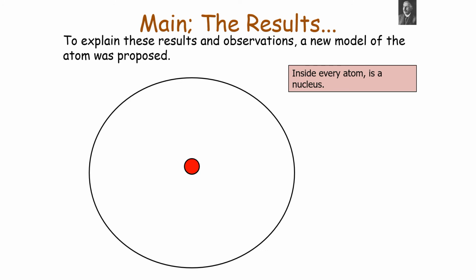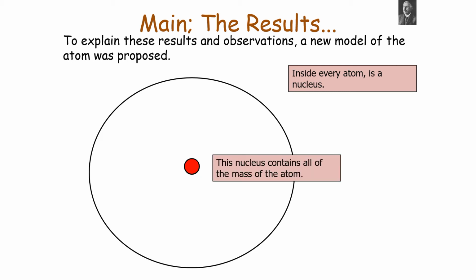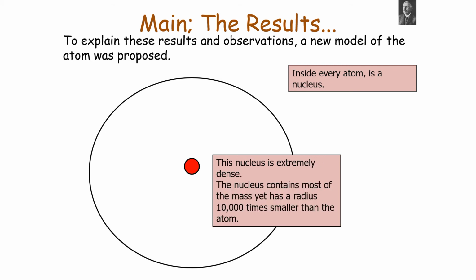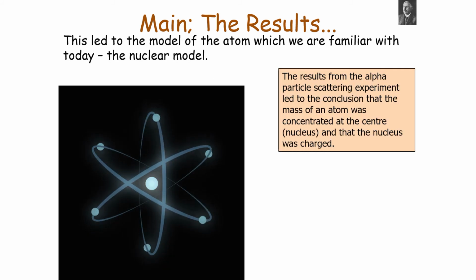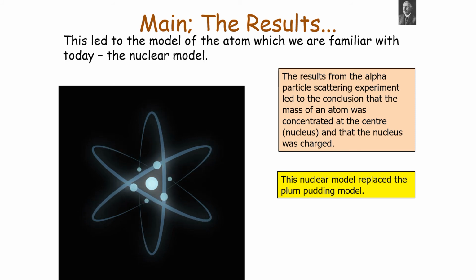So to explain these results and observations, a new model was proposed, and this is what Rutherford suggested. Inside every atom is a nucleus. The nucleus contains all of the mass of the atom. It contains all of the positive charge of the atom, and it's extremely dense. Now, the nucleus contains most of the mass, yet has a radius 10,000 times smaller than that of the atom. So the results from this alpha particle scattering experiment led to the conclusion that the mass of an atom was concentrated at its center, the nucleus, and this nucleus was charged. So this nuclear model replaced the Plum pudding model.